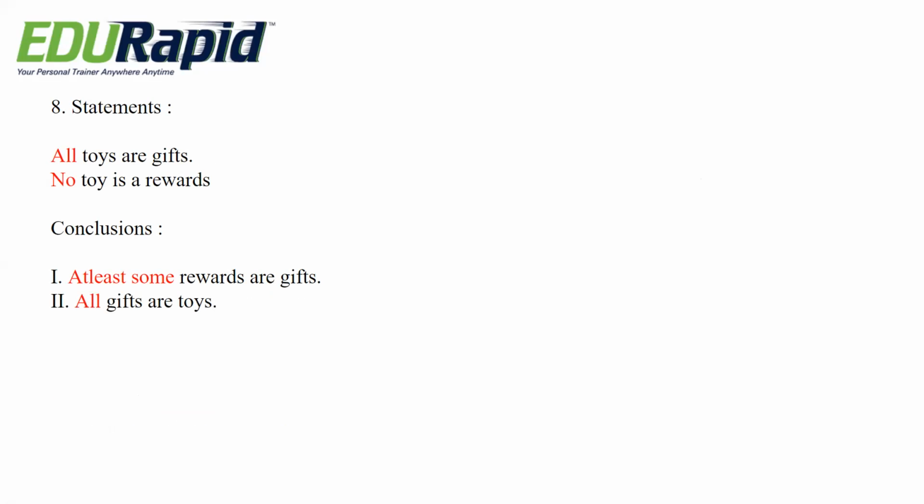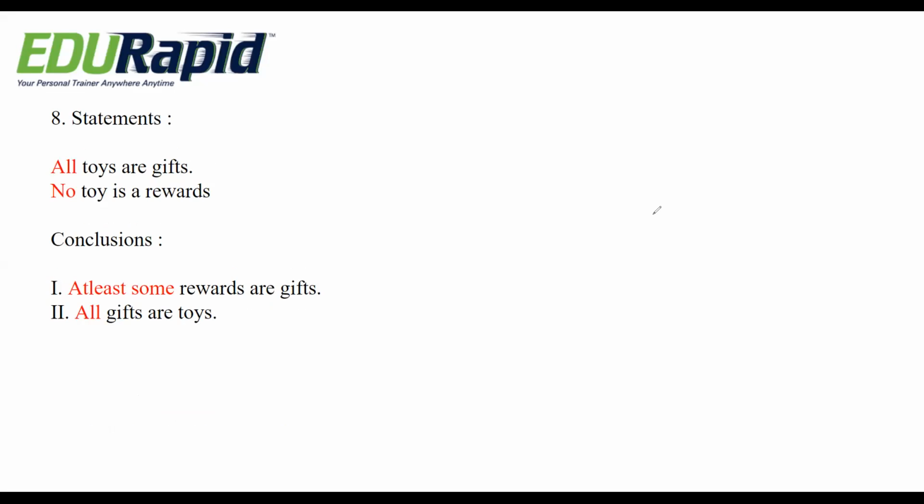Coming to the next question: all toys are gifts. No toy is a reward. Conclusions: at least some rewards are gifts. All gifts are toys. Write down the Venn diagram. All toys are gifts. No toy is a reward.